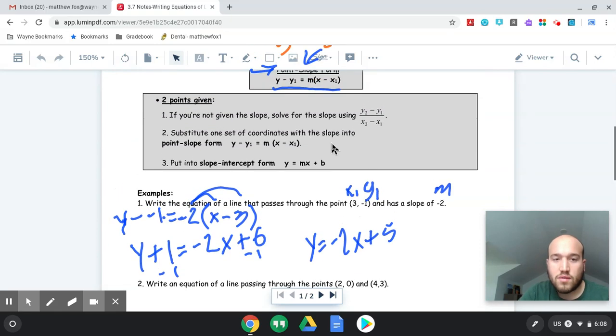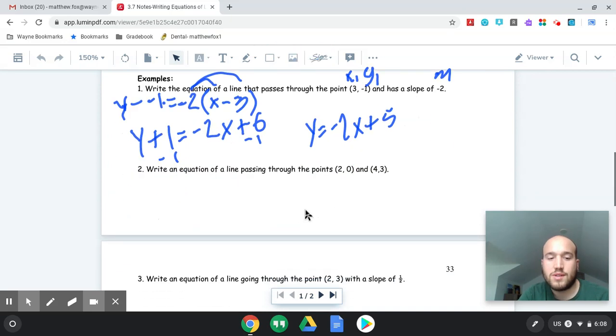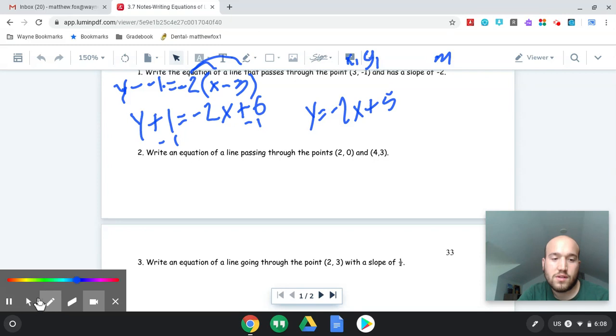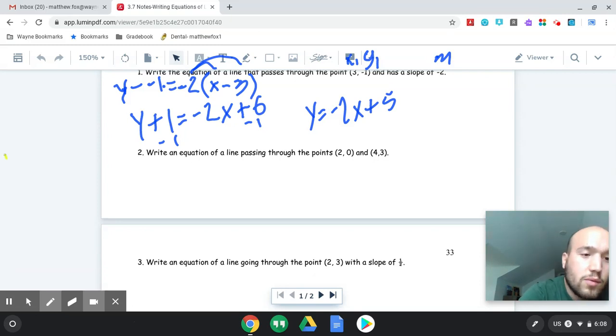However, right here, if you're not given the slope, solve for the slope using y2 minus y1 over x2 minus x1. Several of you have probably seen this before. So let's go ahead and I'll write that formula over here. So once again, our slope equals y2 minus y1 all over x2 minus x1. It's going to be an important formula for us to remember.